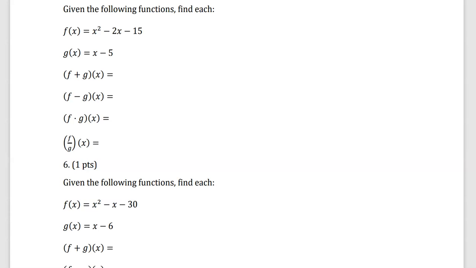Okay, going to continue on the algebraic combinations of functions. We have this for my f of x, this for my g of x, and now we want f plus g. We'll do the work over here. F plus g, f is x squared minus 2x minus 15 plus g, x minus 5.